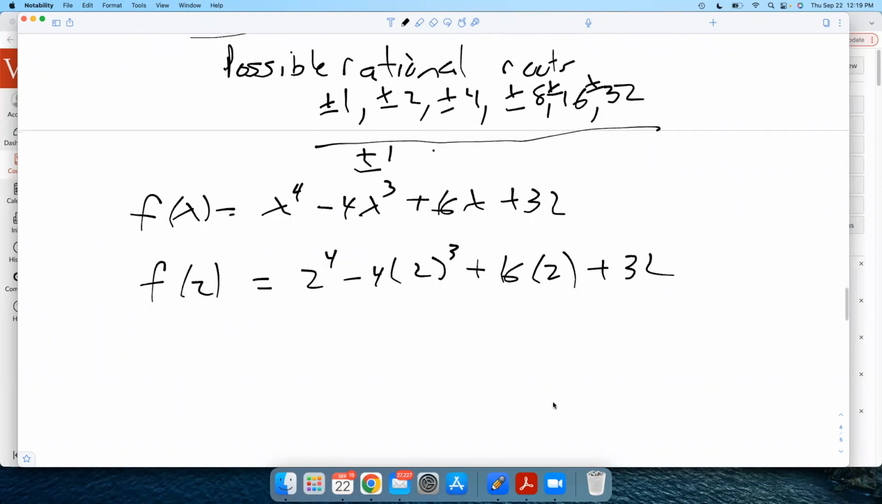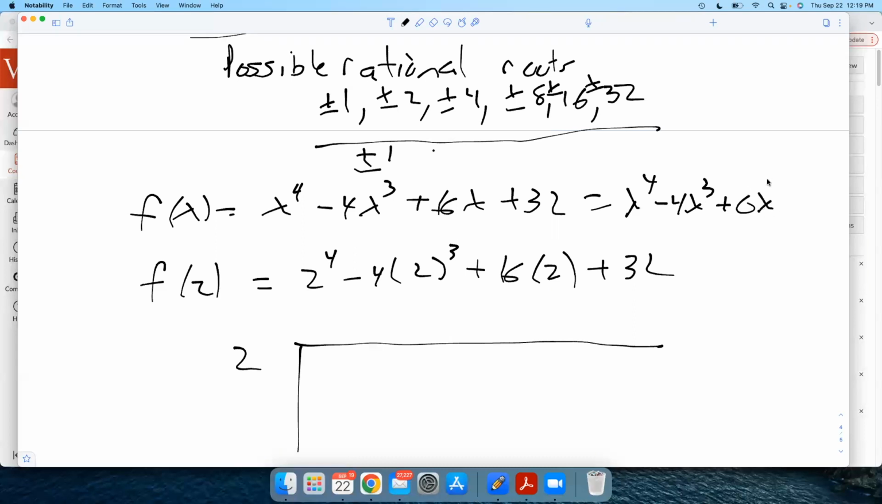Or another way to do it is using synthetic division. I don't feel like going through all this math here. I think 2 actually works. I know either 2 or negative 2 works. I'm going to do it using synthetic division. So I'm going to put my 2 here, the thing I think is a root. I'm going to write my polynomial here, but we can't have any missing powers. I need to write this as lambda to the 4th minus 4 lambda cubed plus 0 lambda squared plus 16 lambda plus 32. So my coefficients will be 1, negative 4, 0, 16, 32.